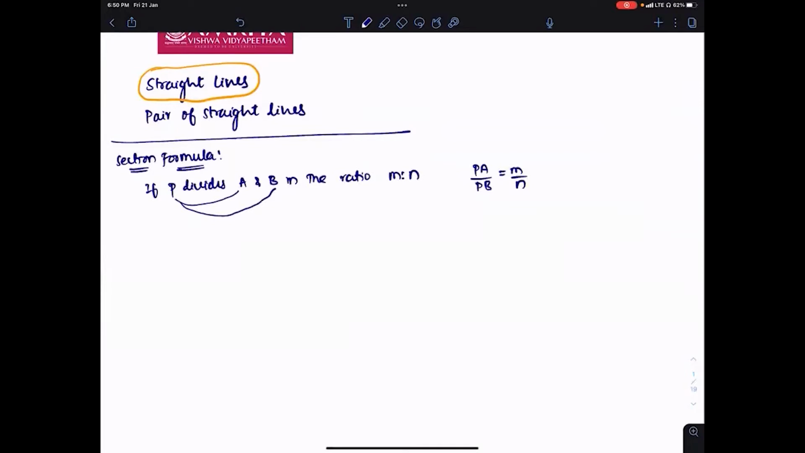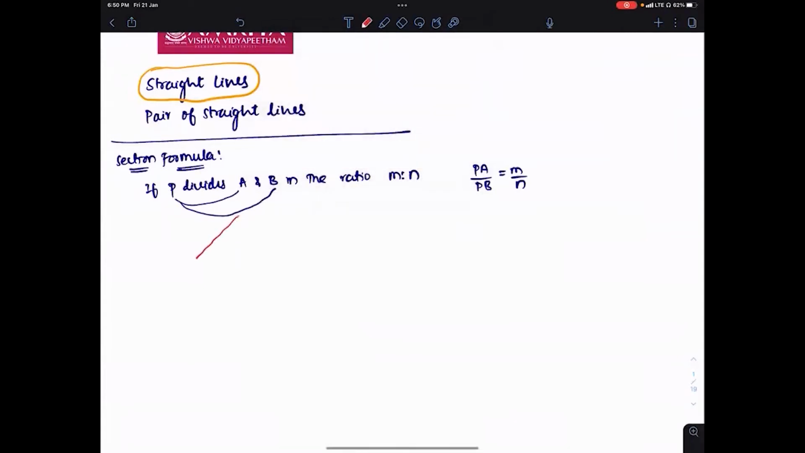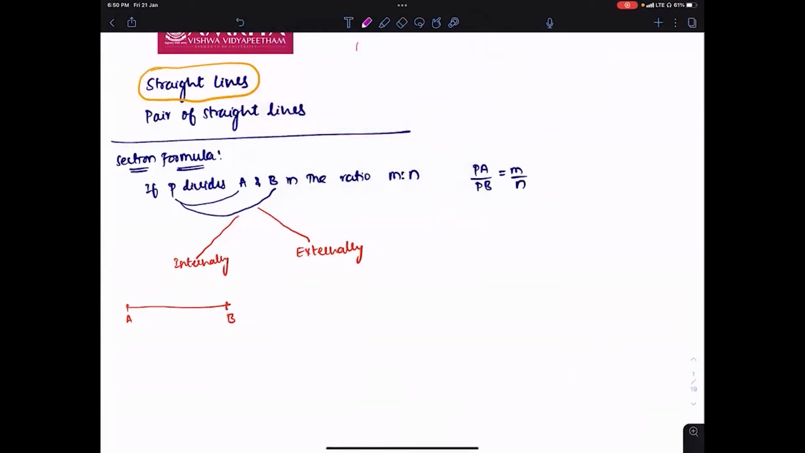Okay. So here there are two possibilities actually. One thing is it may be dividing it internally, or it may be dividing it externally. Internally is very easy to understand because A and B are here. So according to the ratio, for example, if PA by PB is 2, that is PA is twice PB, so P will be closer to B. Okay, something like that.